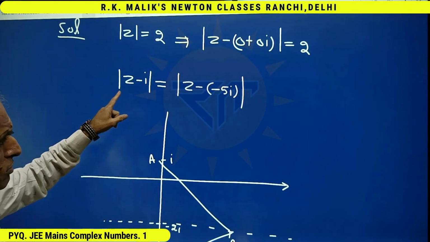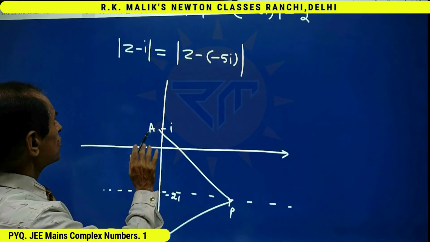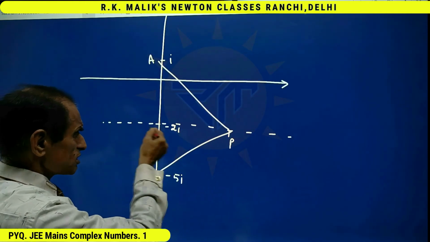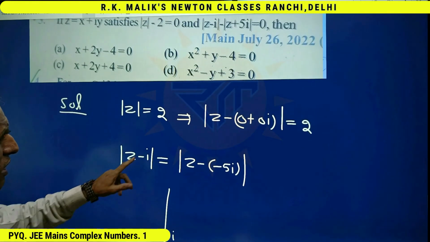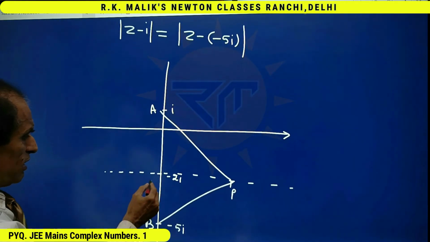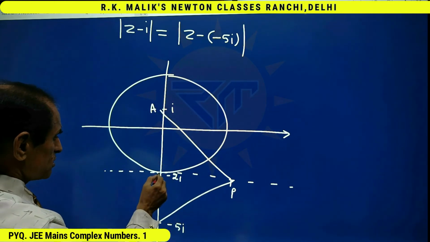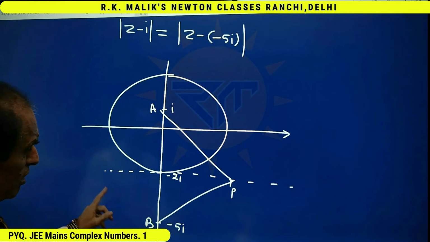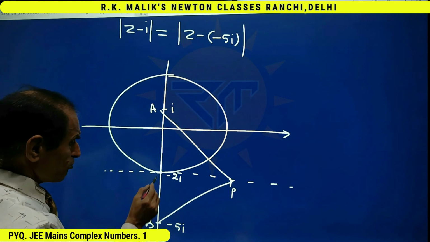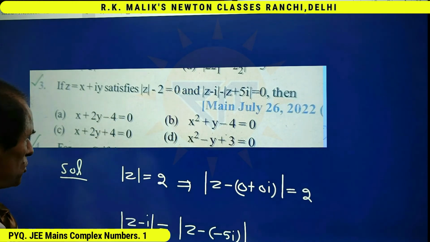I want those complex numbers whose distance from iota and minus 5 iota are equal. It means for this condition to be true, z will have to move on this line. And this was the equation of a circle with center 0, 0 and radius 2. Hence, this is a complex number which lies on this line also and lies on this circle also. Therefore, there is only one complex number, minus 2i, which will satisfy this condition and this condition both.